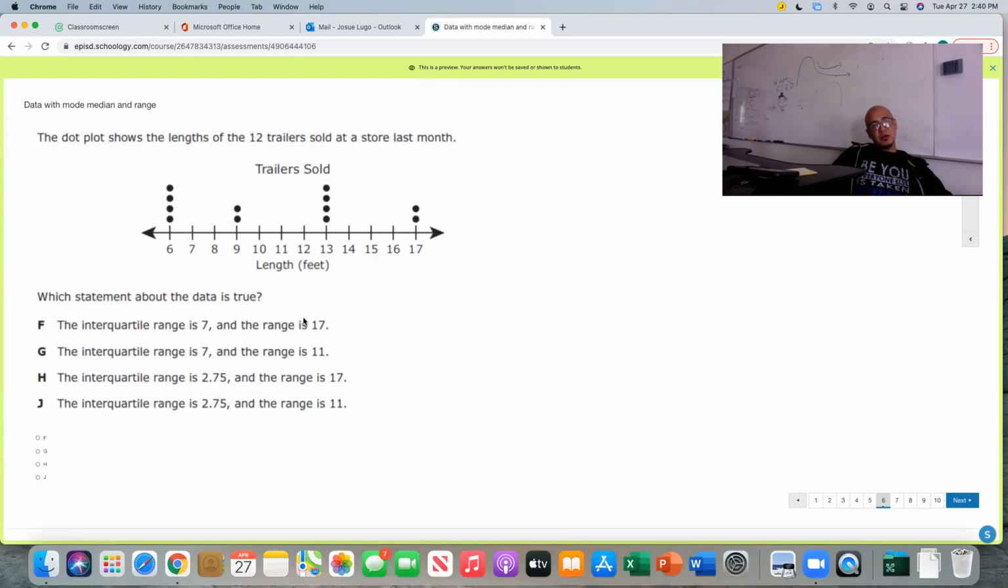Over here, notice that it's asking which statement is true about this data. And all of the answer choices talk about the interquartile range. Remember, guys, the interquartile range will be Q3 minus Q1, meaning that I have to organize this data from least to greatest. So I'm going to look at each of the points.